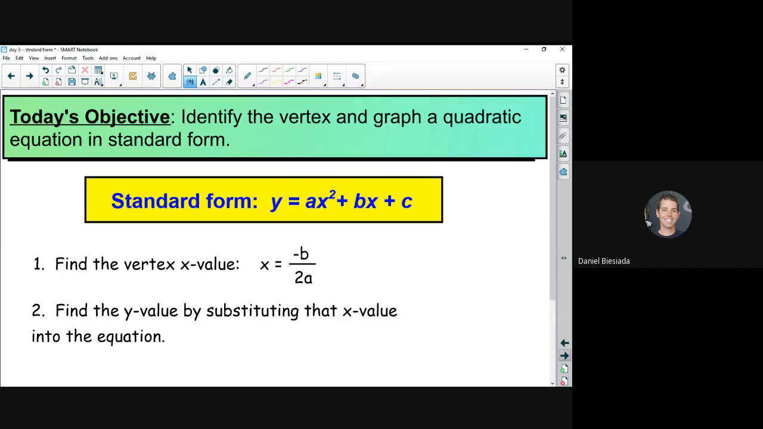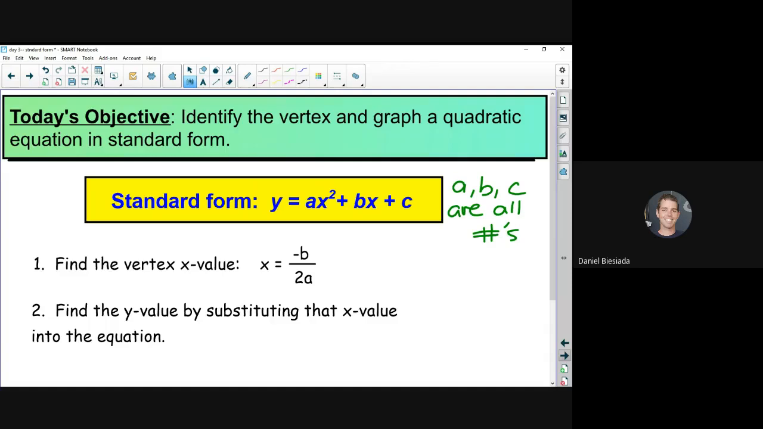Now, we have our standard form up there. We start to bring letters in. We call standard form y equals ax squared plus bx plus c. And in that form, a, b, and c are all going to be some numbers. We don't know what numbers they are until we see the equation. But those numbers are going to be how we find the vertex.